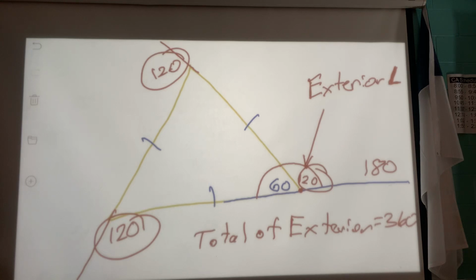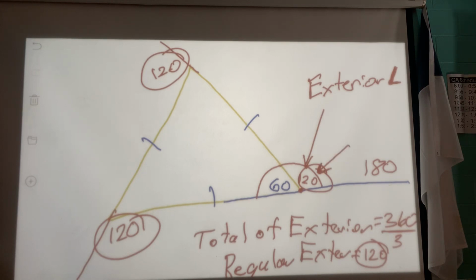Now, again, if you hear the word regular in this, if they say they want the individual regular exterior, then all you're going to do is divide by how many angles you have. Well, you got 3. So 360 divided by 3 results in the 120 that we knew by doing the linear pair. So hopefully everybody understands that the 360 is going to be universal. And let me prove that.